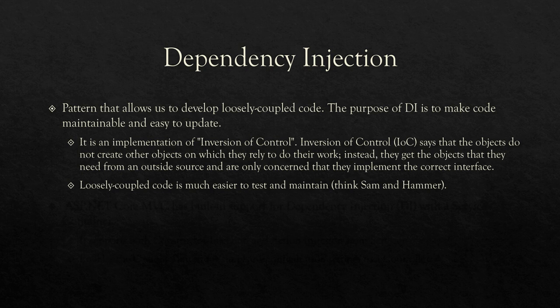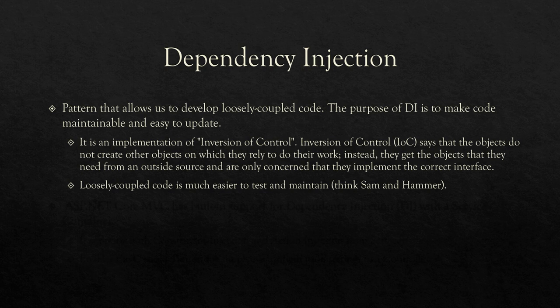I have a story I'm going to share in just a moment, but let me just reiterate this first. The purpose of dependency injection is to make our code maintainable and easy to update. If our objects don't directly depend on each other, then we can isolate them and test them and make sure that they're doing what they need to do. Okay? So maybe what I'll do is I'll read you the story of Sam and Hammer. That might help make this clear to you.